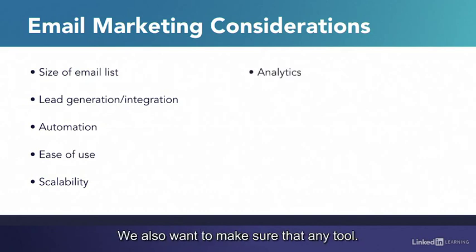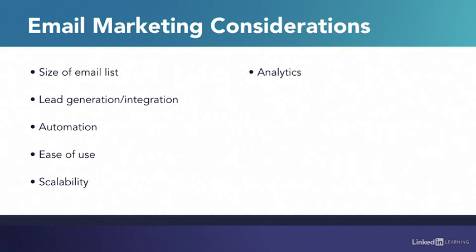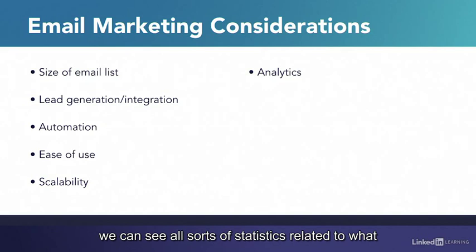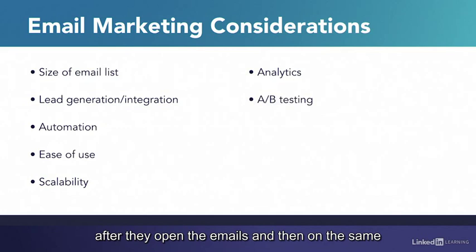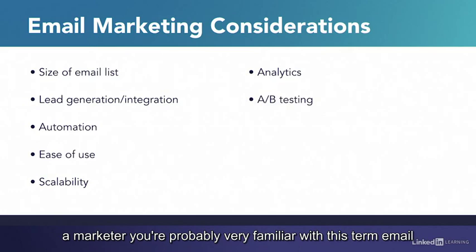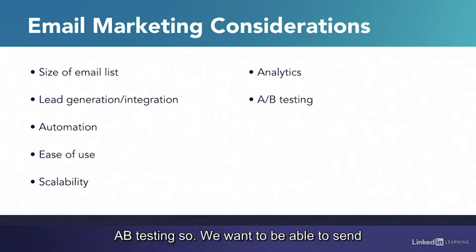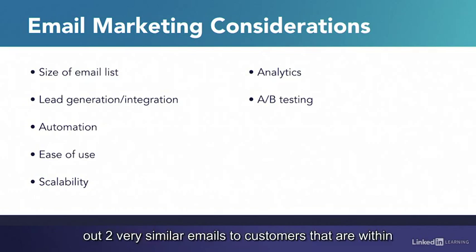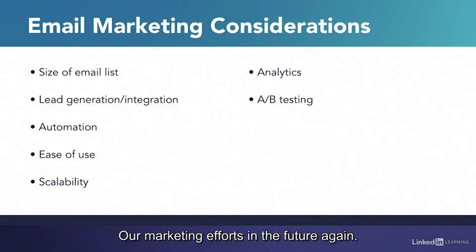We also want to make sure that any tool we're using has analytical data available to us so that we can see all sorts of statistics related to what percentage of people are opening our emails, where they're going after they open the emails. And then on the same note, we want to be able to do A/B testing. As a marketer, you're probably very familiar with this term. Email marketing is one of the absolute best places to do A/B testing. So we want to be able to send out 2 very similar emails to customers that are within the same target market and then see how they react differently to those emails so that we can fine-tune our marketing efforts in the future.